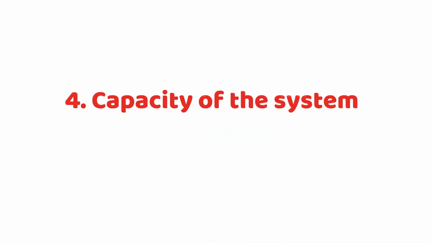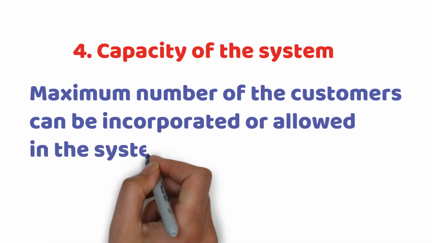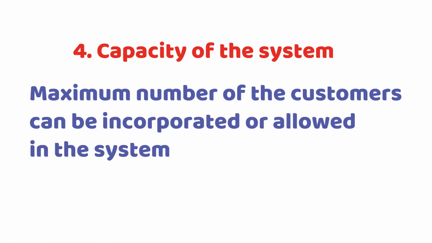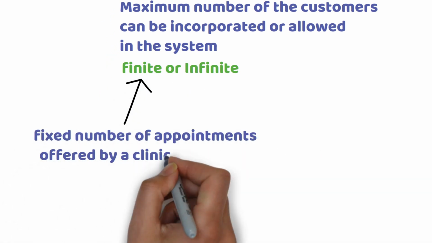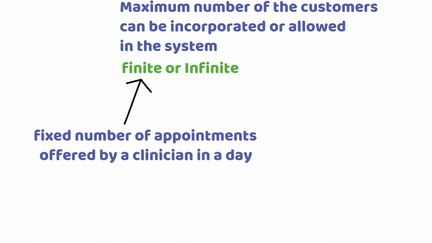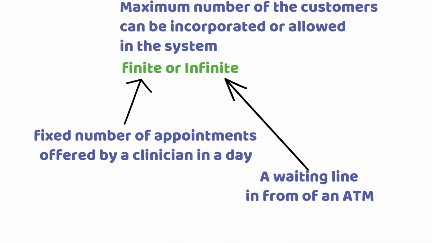Number 4. Capacity of the system. This is the maximum number of customers that can be incorporated or allowed in the system. It can be either finite or infinite. In finite capacity, the system can incorporate a limited number of customers. For example, a fixed number of appointments offered by a clinician in a day. While in an infinite capacity, there is no limit to the system for incorporating customers into it. For example, a waiting line in front of an ATM can be of infinite length.